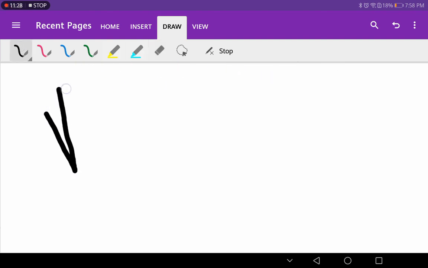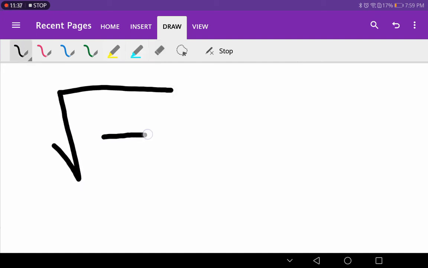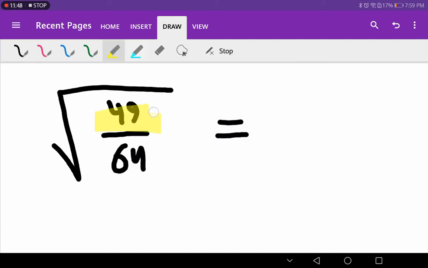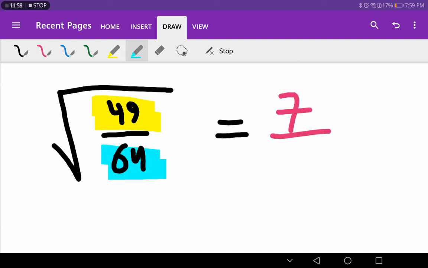Let us go to this part. If I have it like this, read it for me. Great. It is the square root of 49 over 64. How does it work? Easy. What is the number that, if you multiply it by itself, gives 49, over what is the number that, if you multiply it by itself, gives 64.